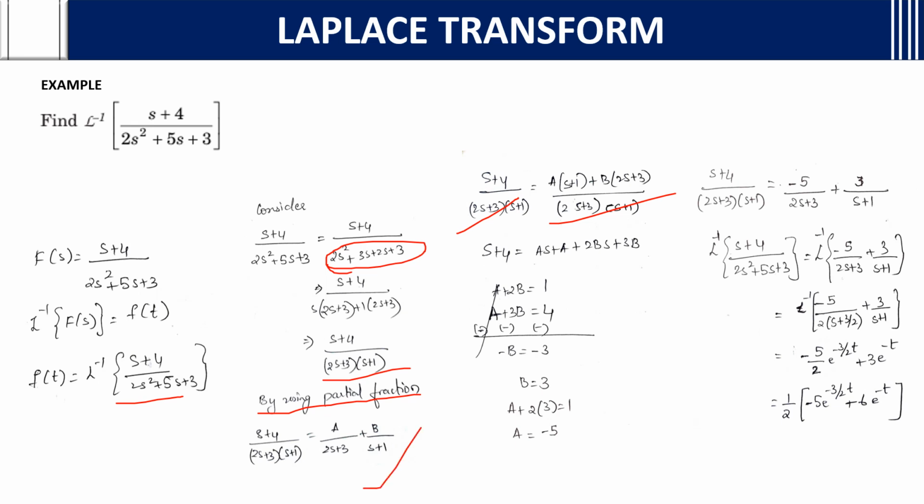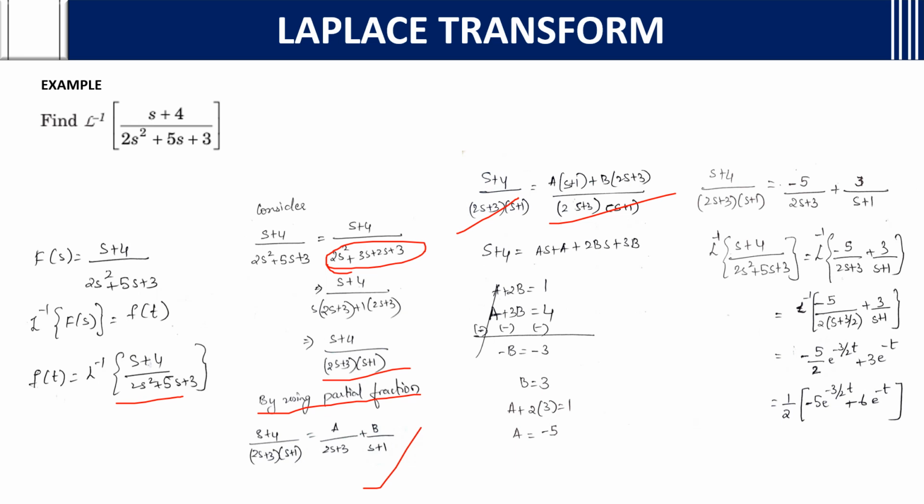Now we need to apply Laplace inverse. So to make it easy, we are doing this. Directly you can't apply Laplace inverse, so you need to know partial fractions and all of maths. So Laplace inverse of minus 5 by 2s plus 3 by s plus 1, if you take 2 common here, what happens? S plus 3 by 2 plus 3 by s plus 1.